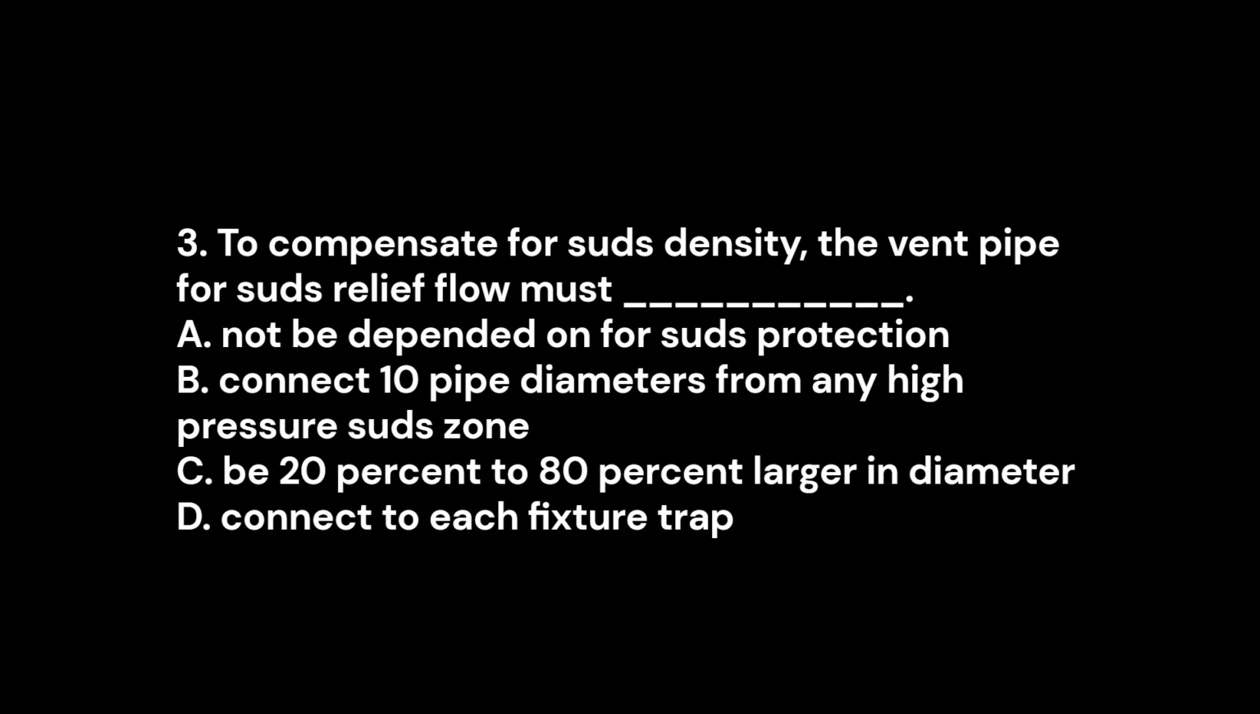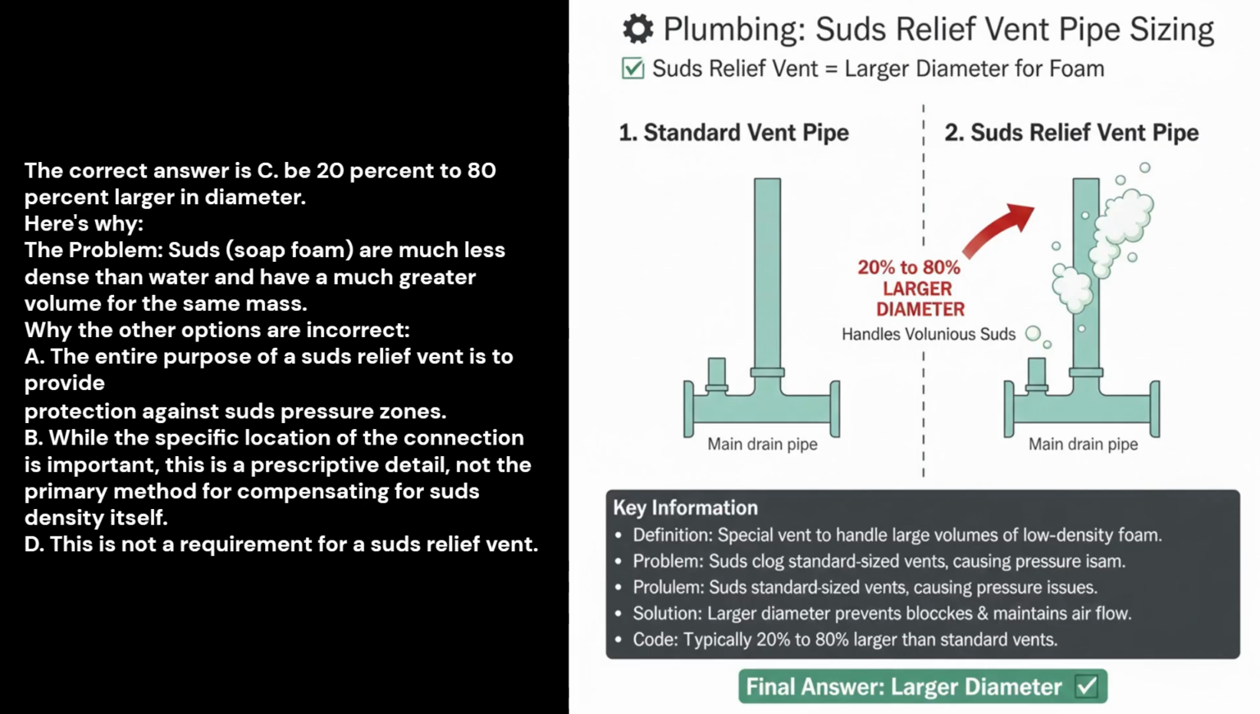Number 3. What is the term given to a specific ratio of the average specified outside diameter to the minimum wall thickness of a given plastic pipe? A. Wetted perimeter ratio. B. Pressure rating ratio. C. Standard dimensional ratio. D. Schedule number. The correct answer is C.